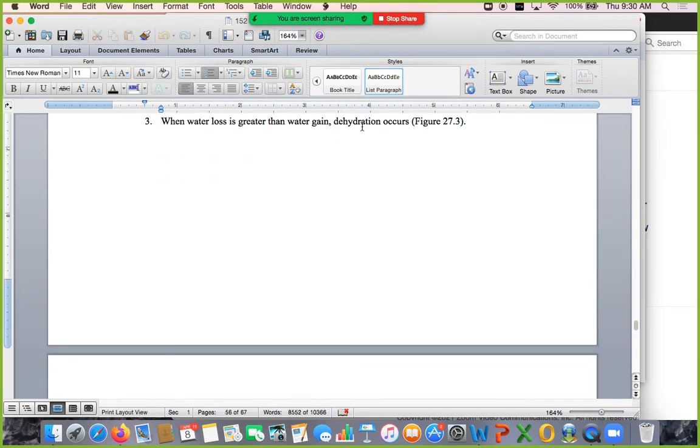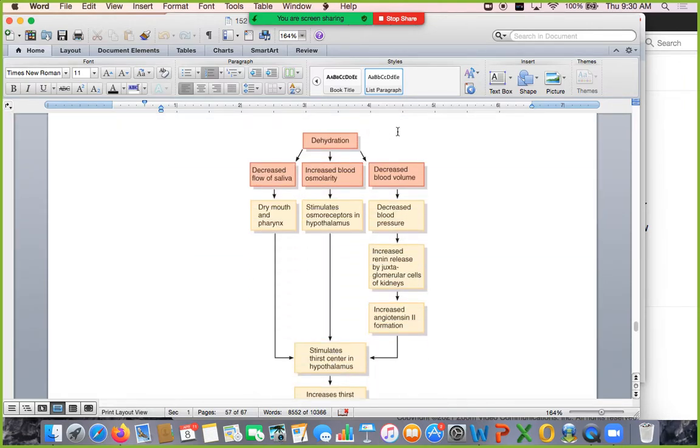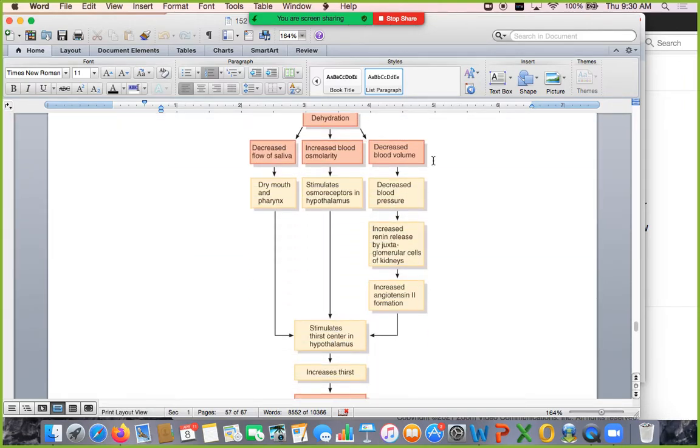All right, so we want to make sure that we regulate our water concentration so that we don't have more water lost than water gained, which would lead us to the process of dehydration. Dehydration has three major effects. One, it decreases your blood volume. You have less water in your body. It also decreases your saliva, less water in your body. But the liquids in your body are going to have an increased osmolarity. So your blood is not only less of it, it's thicker, if that makes sense. We have an increased blood osmolarity.